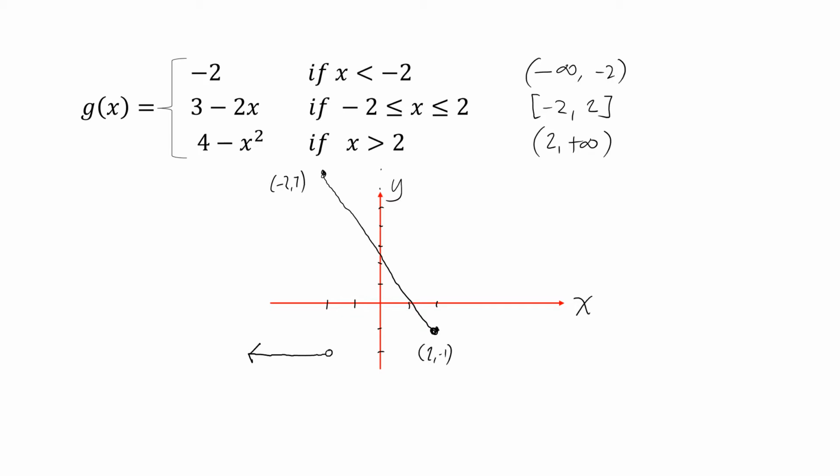2, negative 1. And for the interval 2 to positive infinity, when x is 2, y is 0, but it is open-ended. That is actually a parabola, no? With vertex at 0, 4. Vertex at 0, 4. Opening downward. But we will not include the graph for x less than 2. No? We just consider the graph of the parabola for all x's greater than 2. This is supposed to be the parabola, no? But we will not include that. So it starts at x equal to 2, 0. So it's opening downward.